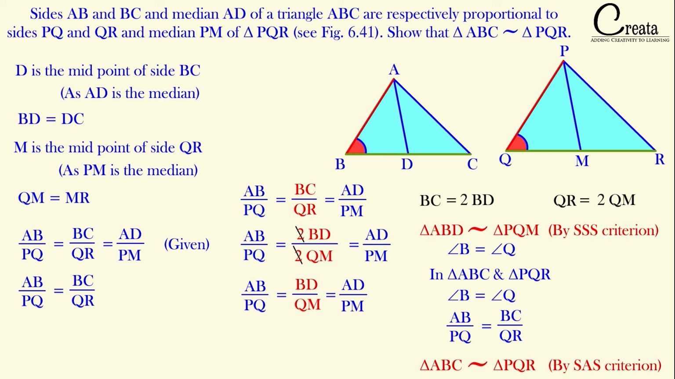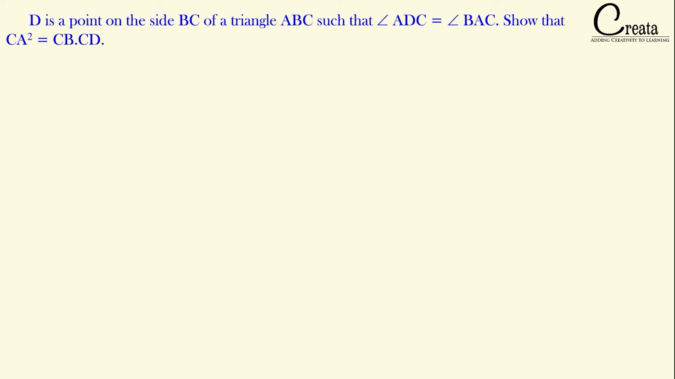We are done with this question. Let's move to the next question. This question is slightly tricky, so pay your full attention please. D is a point on the side BC of a triangle ABC such that angle ADC is equal to angle BAC. Show that CA square is equal to CB into CD. So this is the question. The question is slightly tricky.